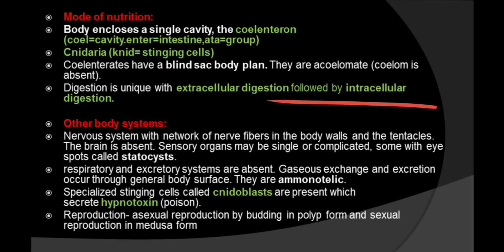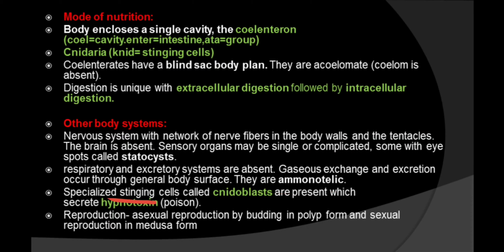Now if you talk about the other body systems, the nervous system has a network of nerve fibers in the body walls as well as in the tentacles. The brain is absent. Sensory organs may be single or complicated, some with eye spots, called statocysts. So statocysts are the sensory organs. Then respiratory and excretory systems are absent. So here gaseous exchange and excretion take place through the body surface. And they are ammonotelic animals.